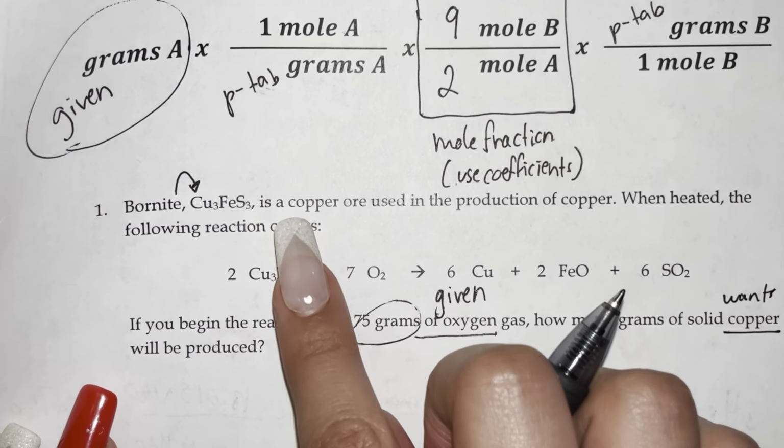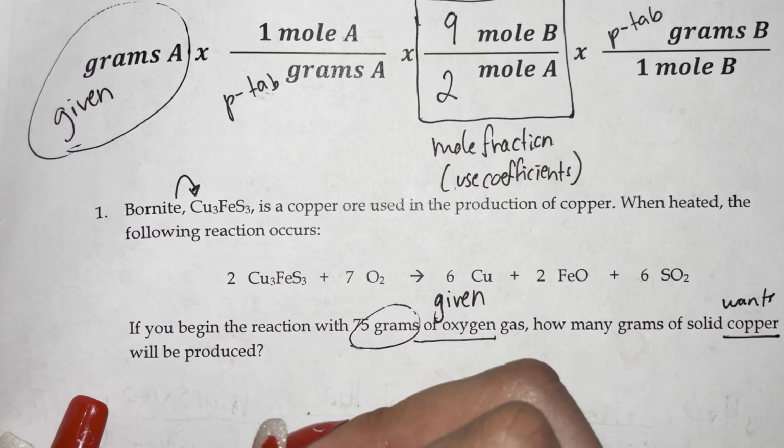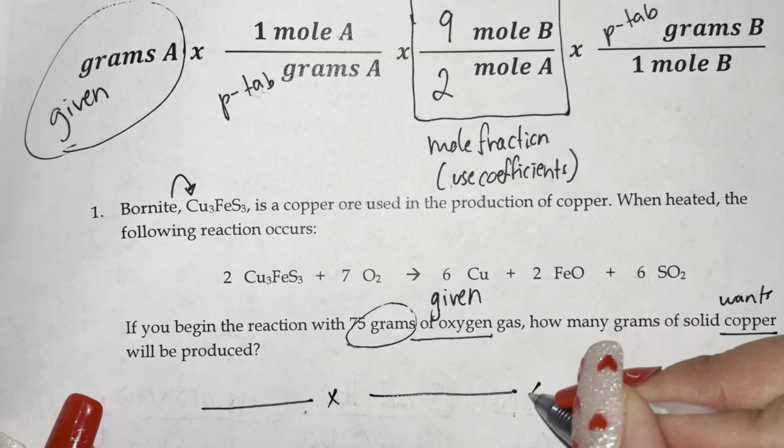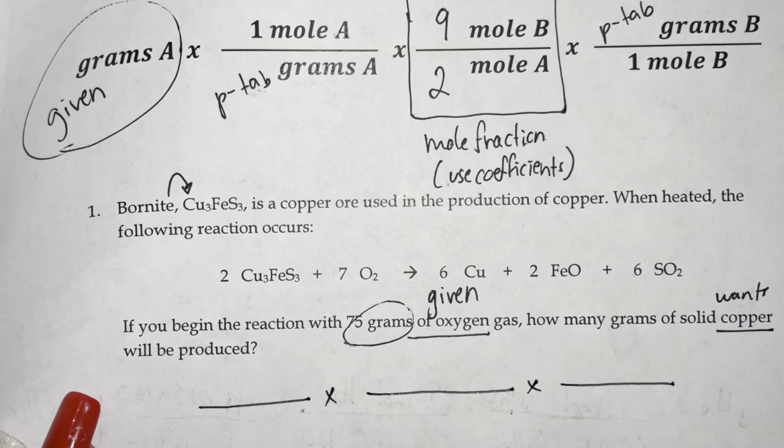All right, I'm going to go ahead and set it up just like how I have it up there. So I have 1 fraction here, I have another fraction here, I have another fraction here. This is your A.